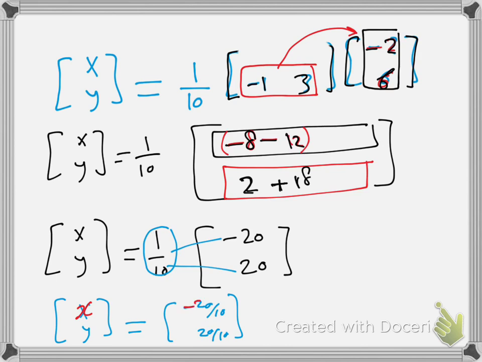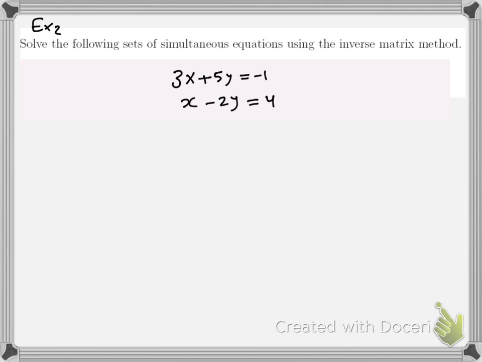The first variable x equals the first number here. Then I can say x equals -20 by 10, which is -2. And the second number equals the second value. Then y equals +20 divided by 10, which is 2. Then I have here the value of x and I have here the value of y. Now let's solve another example.